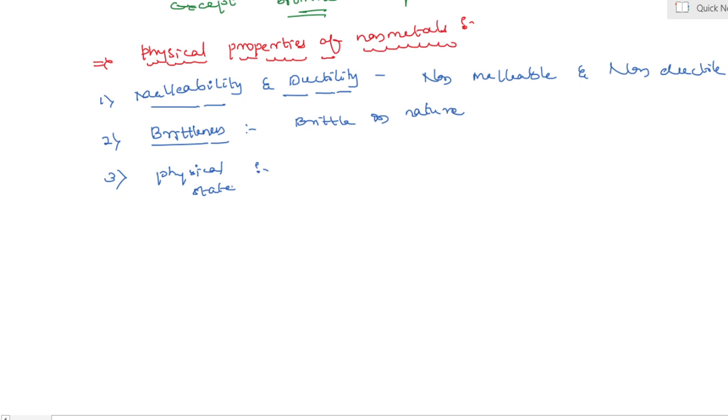Most of the non-metals are soft when in the state of a solid. Only diamond, an allotropic form of carbon, is the hardest known substance. Diamond is one of the allotropic forms of carbon. It is the hardest substance. Exception: most non-metals are soft except diamond, which is the hardest substance.